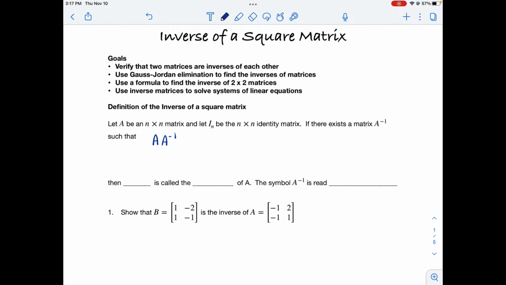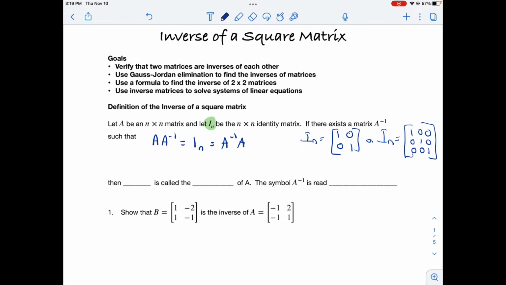Well, if you take a matrix times its inverse, and you get what's called the identity matrix, or if you take the inverse times the matrix and it also gives you the identity matrix, then that's the definition of the inverse. The identity matrix is a special matrix in which it has ones on the diagonal and zeros in other entries. So this is a 2x2 identity matrix. And here is a 3x3 identity matrix.